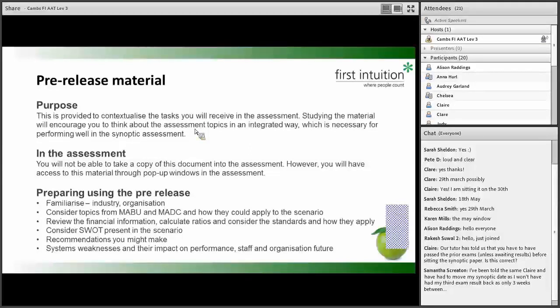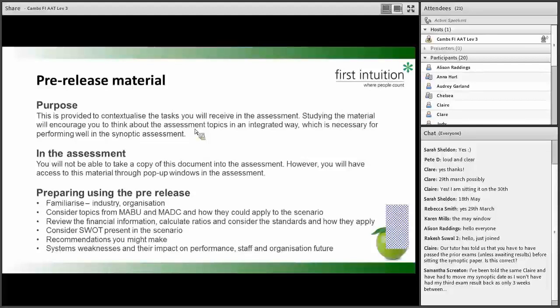We'll have a look at the pre-release material in a moment, but just to let you know how you'll receive the pre-release material. Before the assessment, you can go onto My AAT, download it, work through it, make notes over it, highlight it, and really engross yourself in it and understand it. You're not allowed to take your copy into the exam, but there will be a pop-up window with the pre-release material on it in the exam, so you will be able to access it at any time.